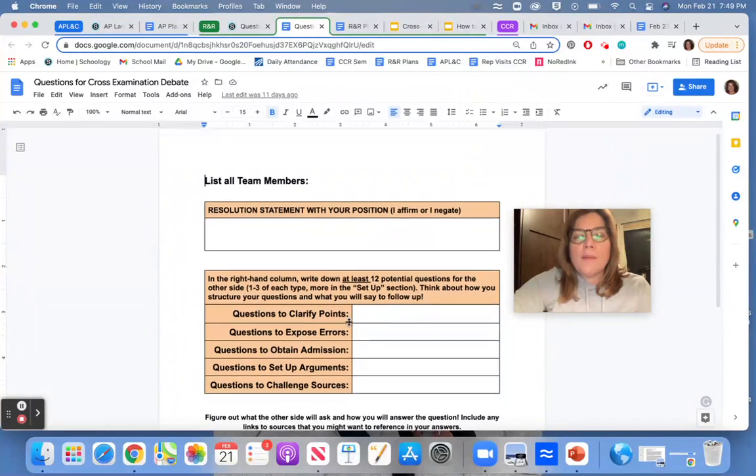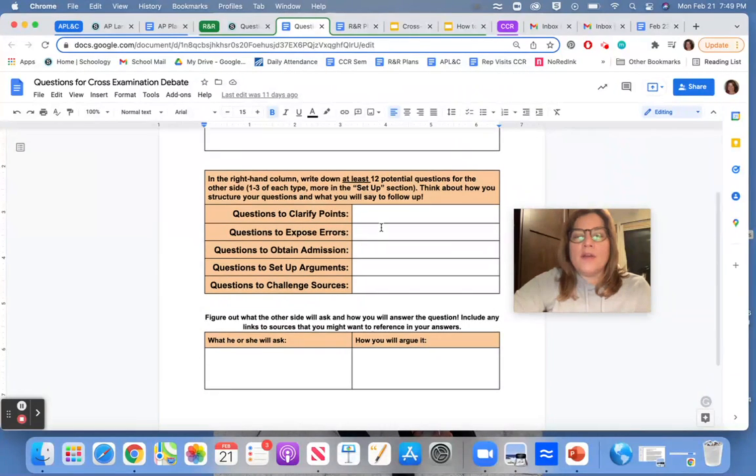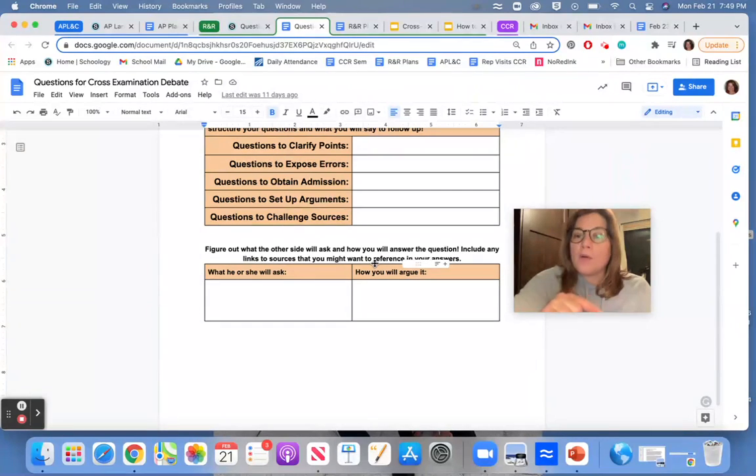Okay. So then I want you to come up with at least 12 potential questions. Right here you will write down some questions that you could possibly ask. Like, could you clarify your first contention? Or could you repeat each of your contentions for us? Things like that. So you want to come up with 12 potential questions. Think about how you're going to structure your questions and how you might follow up those questions. Now, then, think about when you are being asked questions, what do you believe the opposing side will ask to challenge or attack your contentions or your evidence or your sources, and how you will argue against that? So I want you to fill this out with your partner.